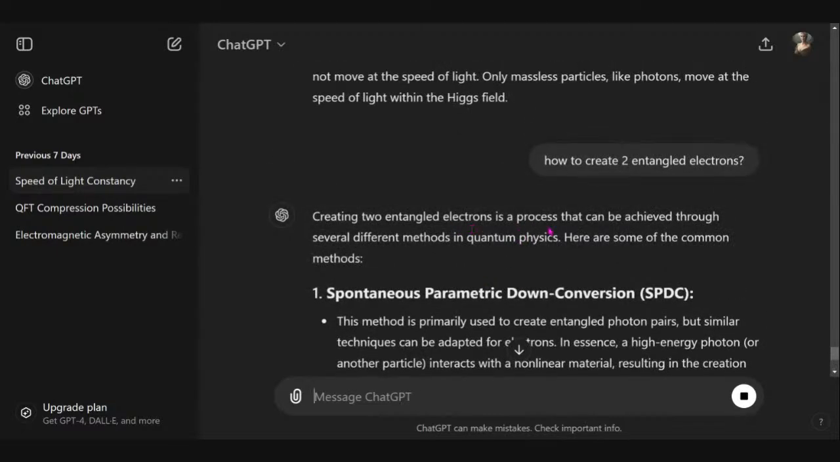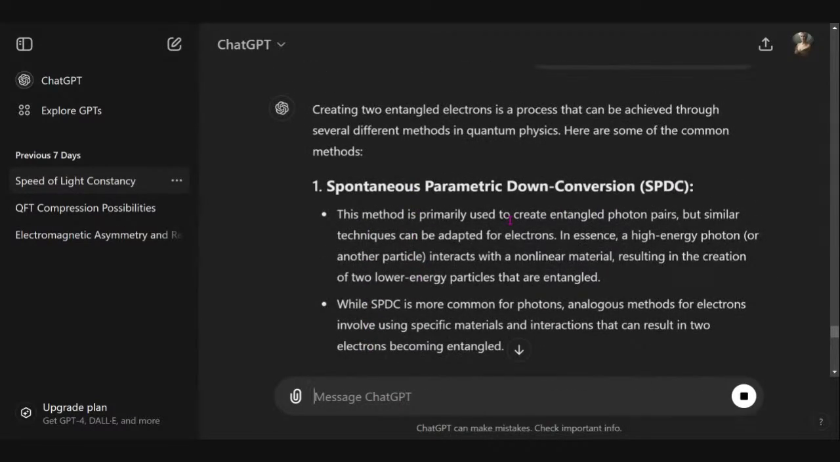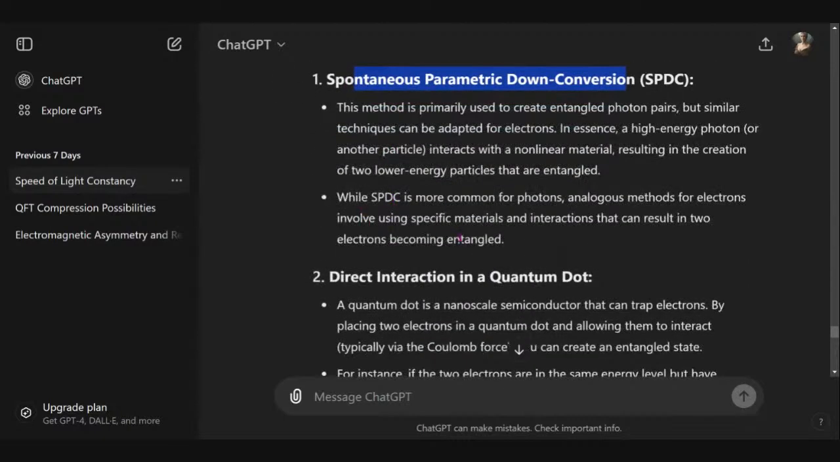Creating two entangled electrons is a process that can be achieved through several different methods in quantum physics. Here are some of the common methods. Spontaneous parametric down conversion, SPDC. This method is primarily used to create entangled photon pairs, but similar techniques can be adapted for electrons. In essence, a high energy photon interacts with a nonlinear material, resulting in the creation of two lower energy particles that are entangled. Okay, it's probably just a high energy photon hitting a metal plate, and two electrons are created because of spontaneous parametric down conversion. While SPDC is more common for photons, analogous methods for electrons involve using specific materials and interactions that can result in two electrons becoming entangled.